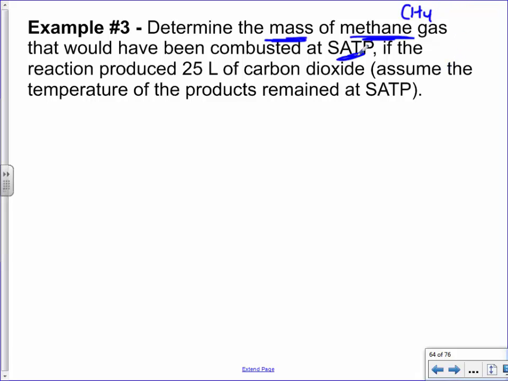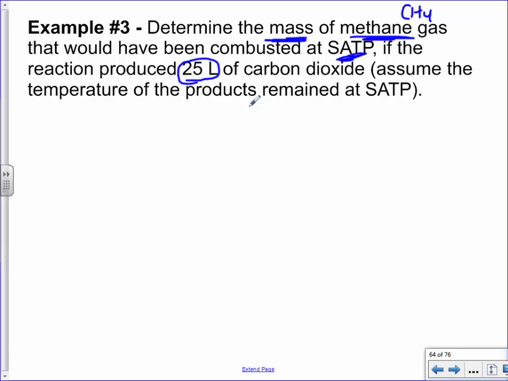I also tell you that we're combusting at SATP conditions. And I'm going to give you only one number to work with: 25 liters of carbon dioxide. If I give you a question like this, it is challenging, but it's going to seem very daunting at first because you're going to get one number. And you're going to look at this and go, how in the world do I solve a question when I give you just one number? Does that make sense? So I would definitely put a big star next to this because this is one of the pinnacle kind of questions that I'm going to give you. This will be the challenging one.